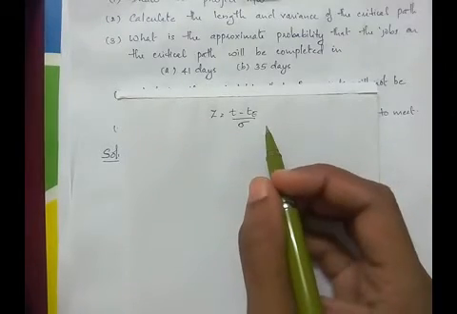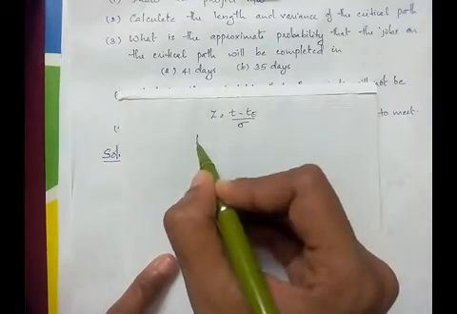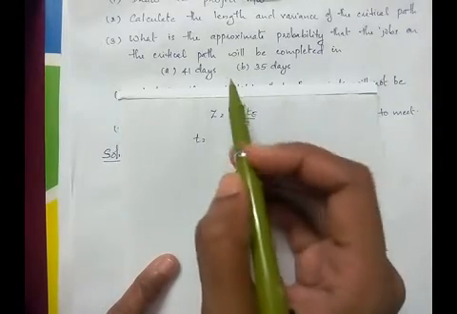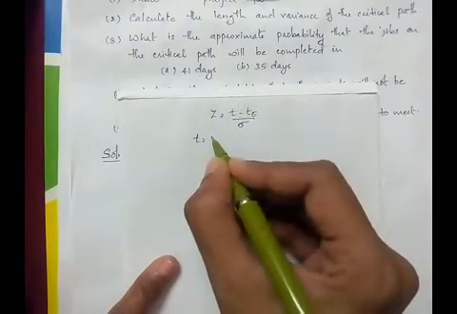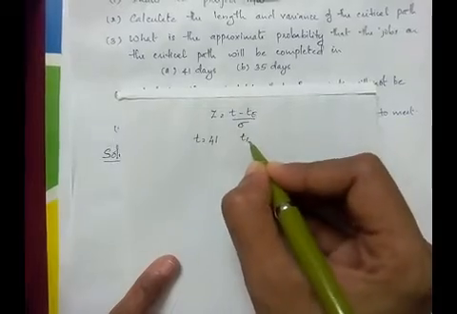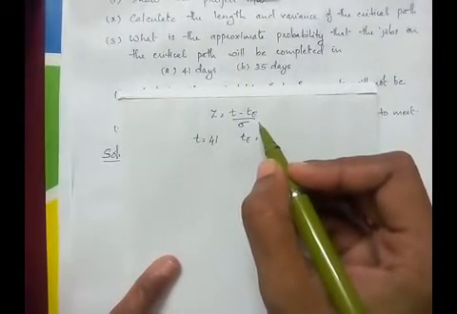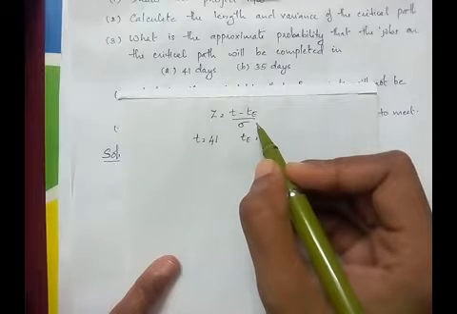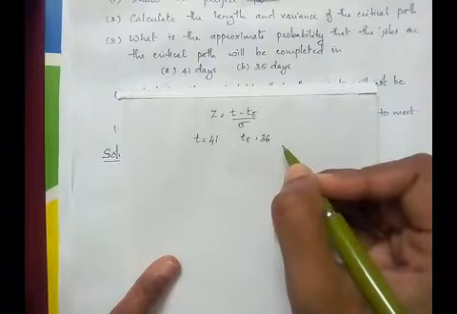Which is the formula for the standard normal curve. Now T is the value given in the question for which we have to find the probability. So here T is 41. Now T_E is the time duration of the critical path, that's the length of the critical path, which we have already found, which is 36.